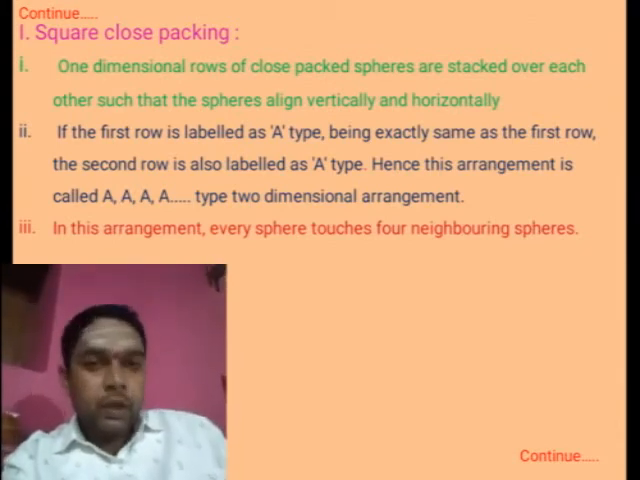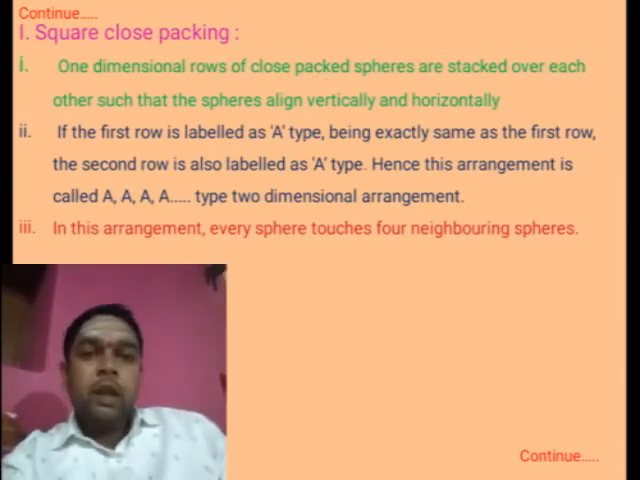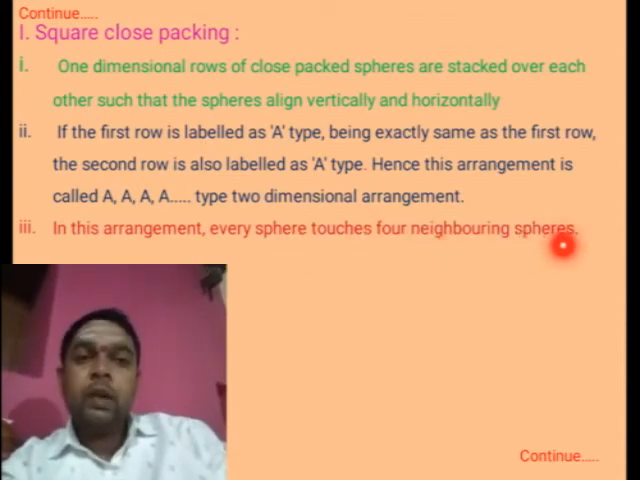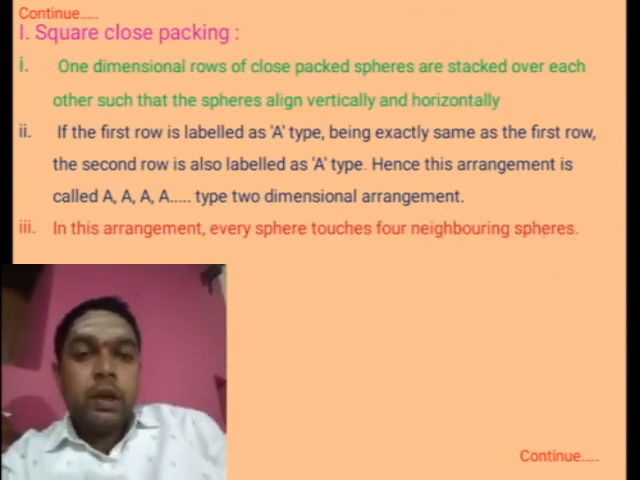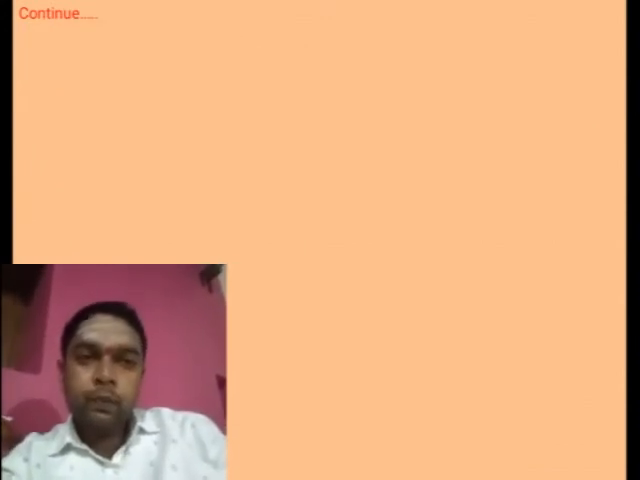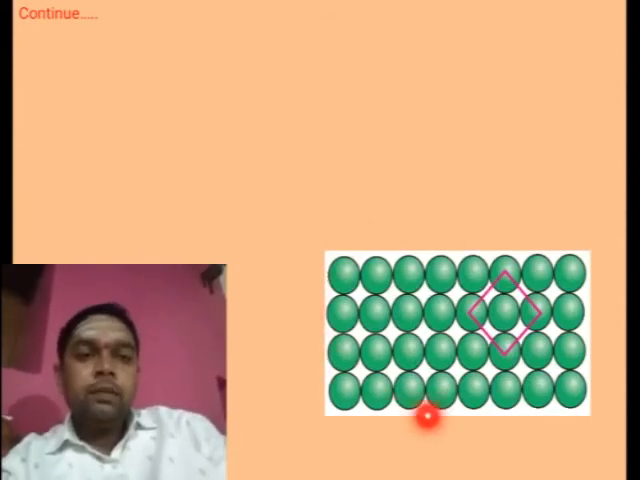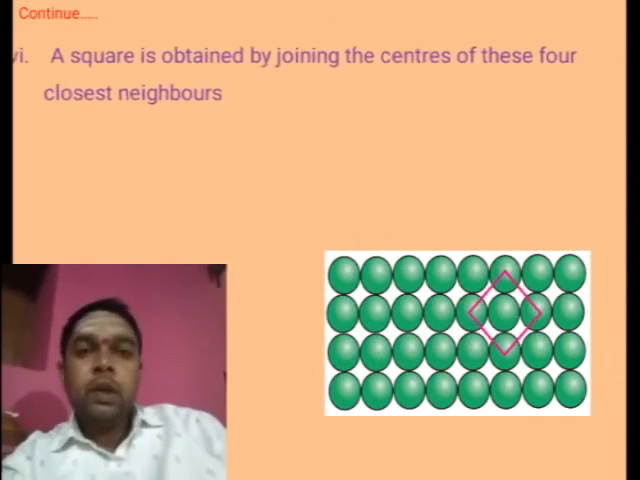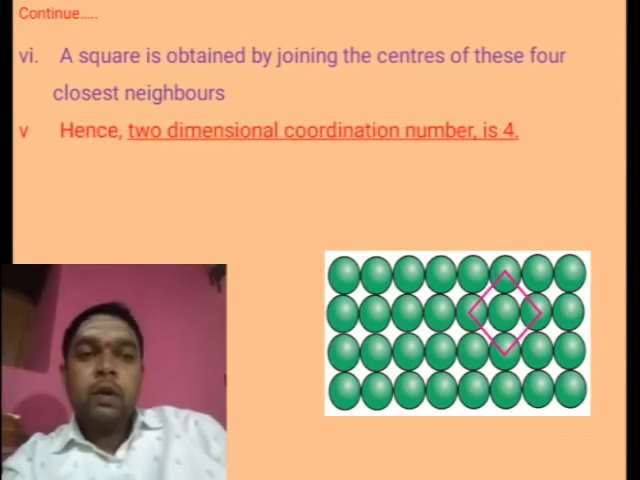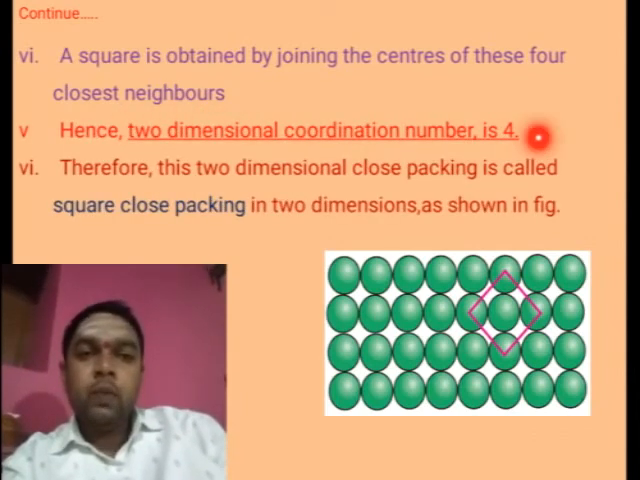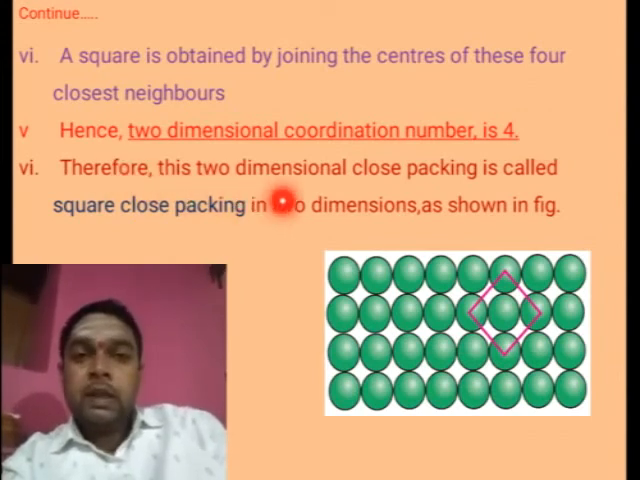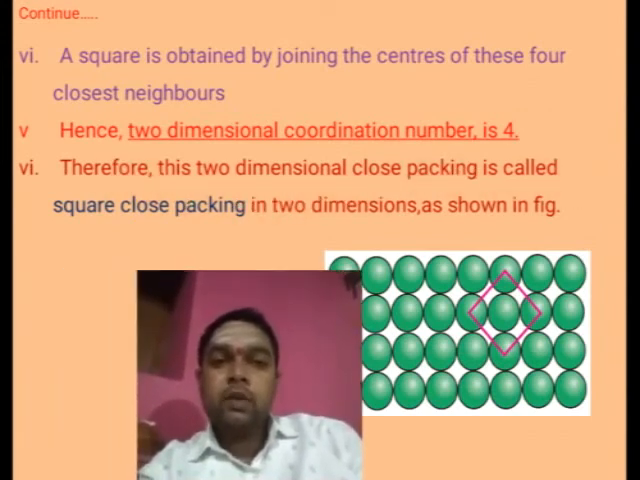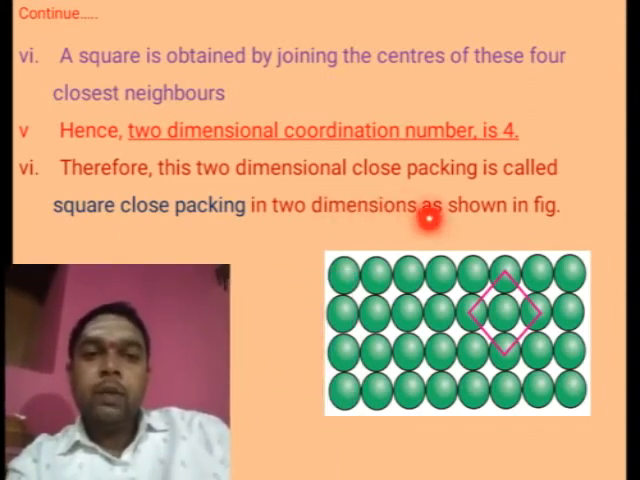In this arrangement, every sphere touches four neighboring spheres. Hence, the coordination number in square close packing is 4. In this figure, this sphere is in contact with four neighboring spheres. Therefore, the coordination number for this square close packing is 4. This two-dimensional close packing is called square close packing in two dimensions.